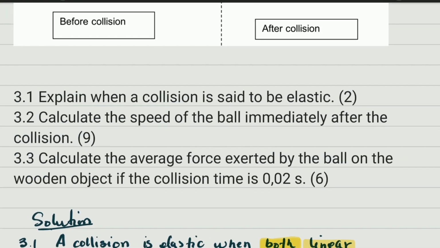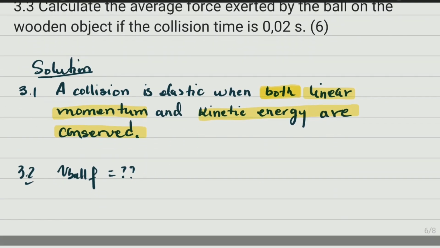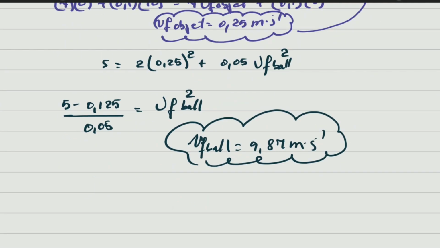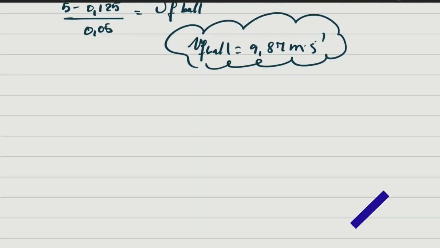Question 3.3. Calculate the average force exerted by the ball on the wooden object if the collision time is 0.02 seconds. And this one is not so bad.